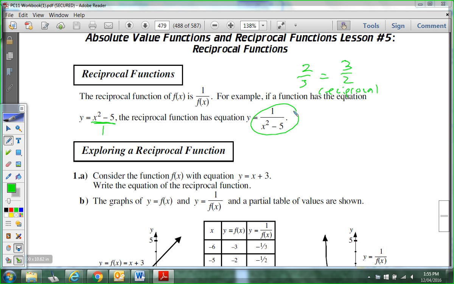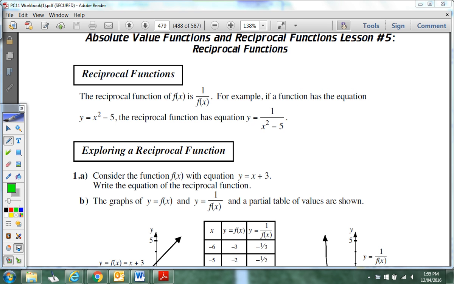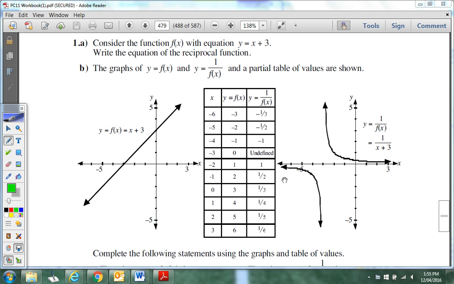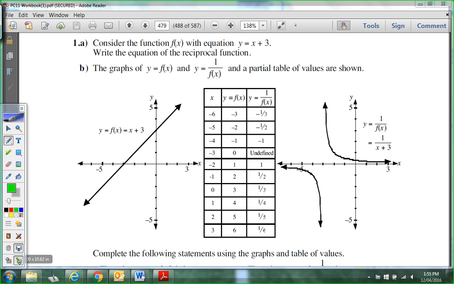Okay, so now we're just going to explore a linear reciprocal function here, in which we're going to see different things that come about because of this graph. So 1a, consider the function f of x with the equation y equals x plus 3. First of all, a lot of people get confused with function notation. f of x just means the function that you're given. So don't be confused by that.